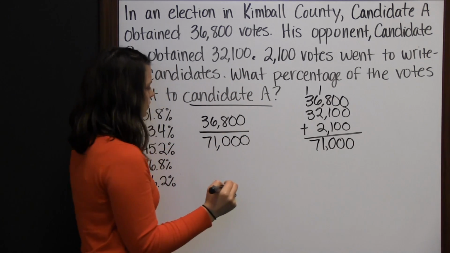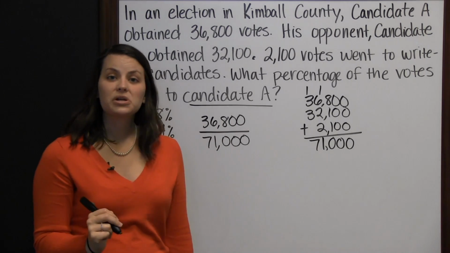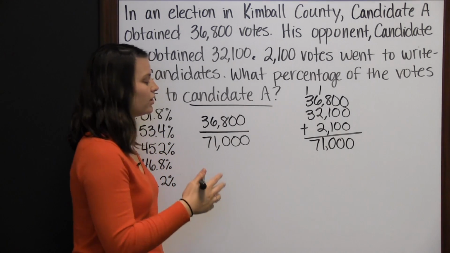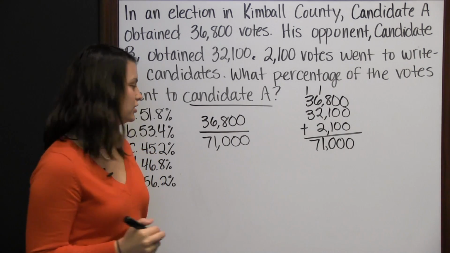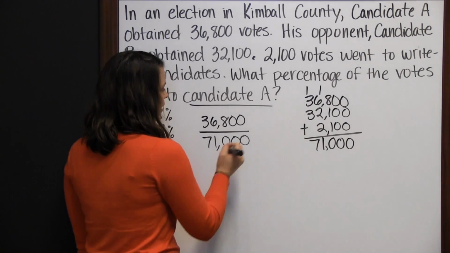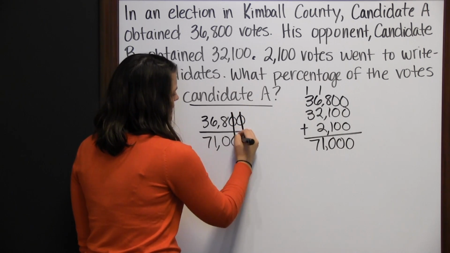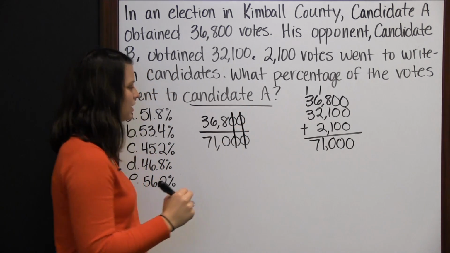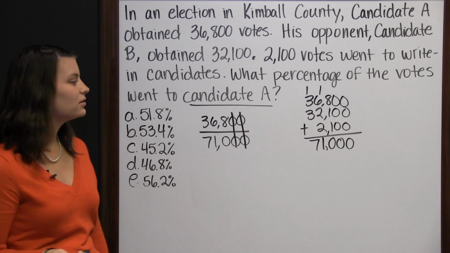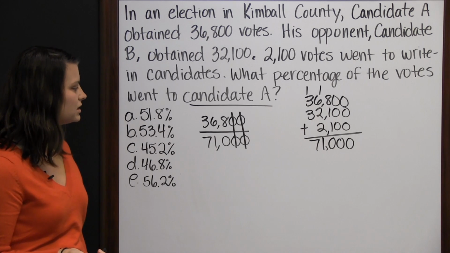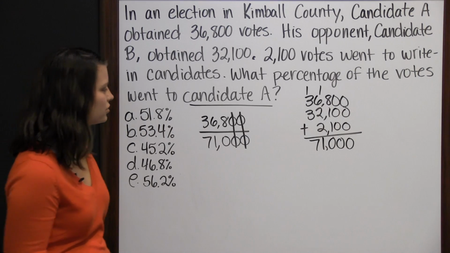71,000 votes. Now to find our percent, we need to divide. That'll give us our decimal, which will then change into a percent. But before I divide, I'm going to first simplify this fraction by canceling 2 zeros. And now my division will be a lot easier. So we need to divide 368 by 710.